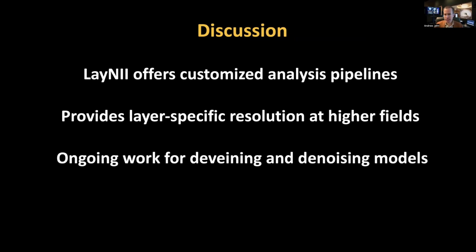Now, there's ongoing work for deveining and denoising models. Again, combinations of maybe spin echo, gradient echo with VASO, for example, are certain ways to account for these veining effects. And denoising models also, because we're so dominated in layer fMRI by thermal noise, by scan noise, those also need to be adequately controlled for.